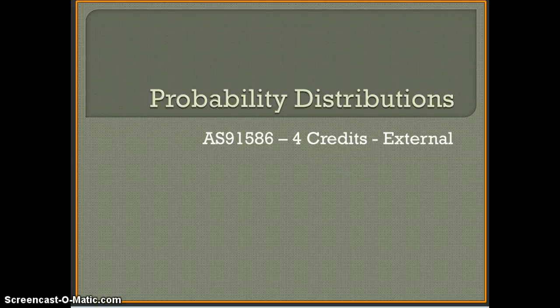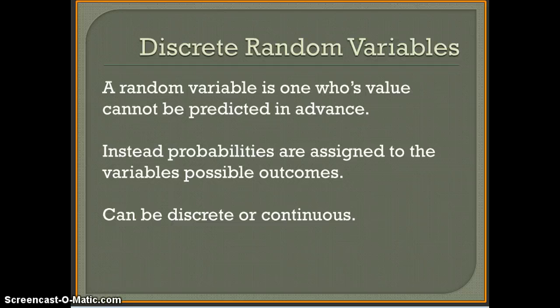Okay, so 4 credits, external. So language, discrete means like counting numbers. Okay, but we had the exception of dollars yesterday, didn't we? Dollars and cents is actually, you don't get half a cent.